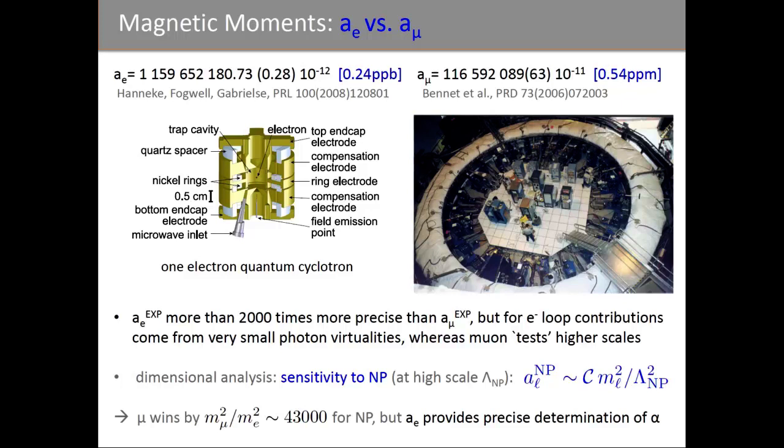So people may ask, why is it then useful to talk about the muon at all? If I'm 2,000 times more precise with the electron, then why bother with the muon? But the important thing to remember is that in these loop contributions, the virtual photons enter, and there is a particular scaling here with the mass of the outer fermion line, the electron or the muon line, when it comes to contributions from particles which go around in virtual loops, and therefore indirectly test new physics.